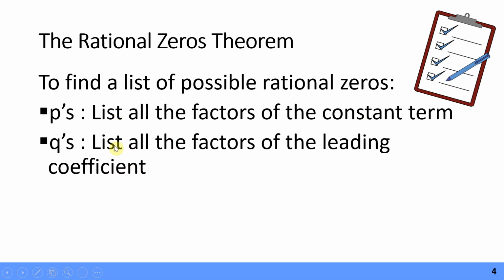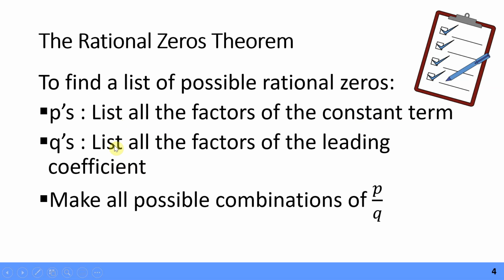Once you have your list of p's and q's, step 3, we're going to make all possible combinations of p's over q's. We're going to come up with a bunch of fractions where we divide the p's by the q's. Just make sure we're not doing it backwards. It's never going to be q's over p's. It's going to be your p's over your q's.